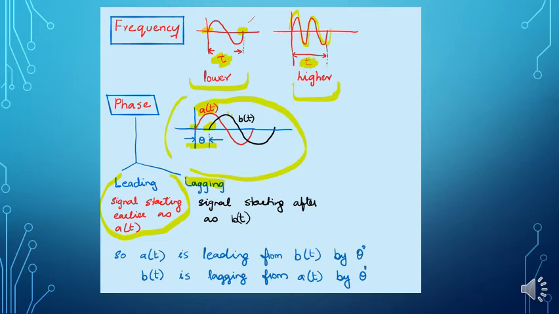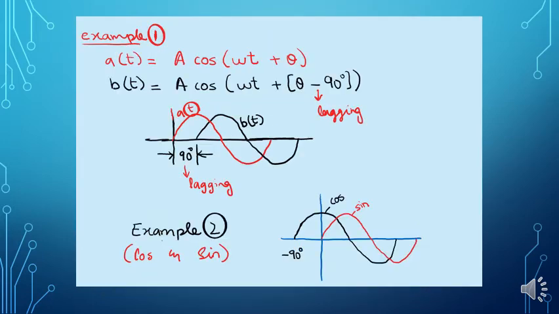Independently, we can't say that a signal is leading or lagging. There must be another signal for comparison to find out which is lagging and which is leading, right? We cannot say one single signal is leading or lagging. It must be leading or lagging with respect to another signal. As we have two signals, a of t and b of t, a of t is leading b of t by theta degrees. Similarly, b of t is lagging a of t by theta degrees. We can't talk about one signal; we have to talk about two signals.